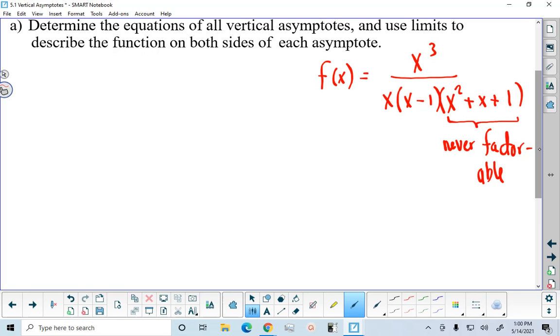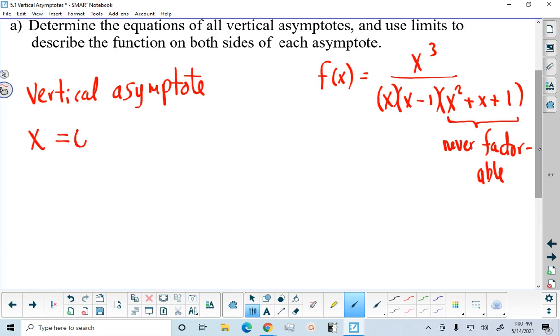And if you were to calculate the value of the discriminant here, you would get a negative discriminant. So not only is it not factorable, it does not have any zeros. So what are the equations of the vertical asymptotes? Well, we have a non-permissible value at 0 because of this factor, which means we have a vertical asymptote at x equals 0. We also have a vertical asymptote at x equals 1.